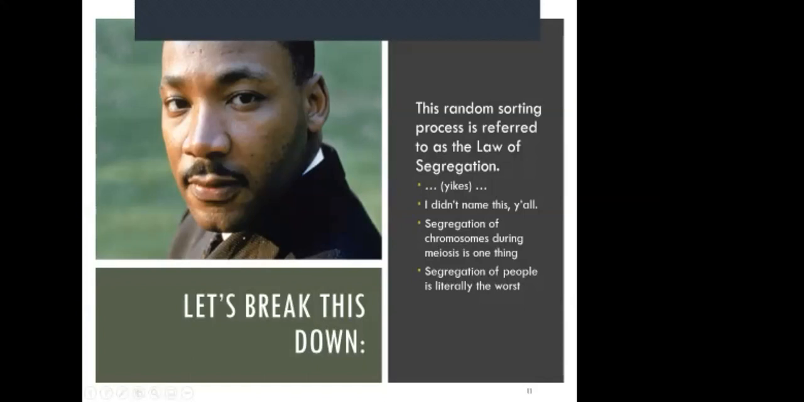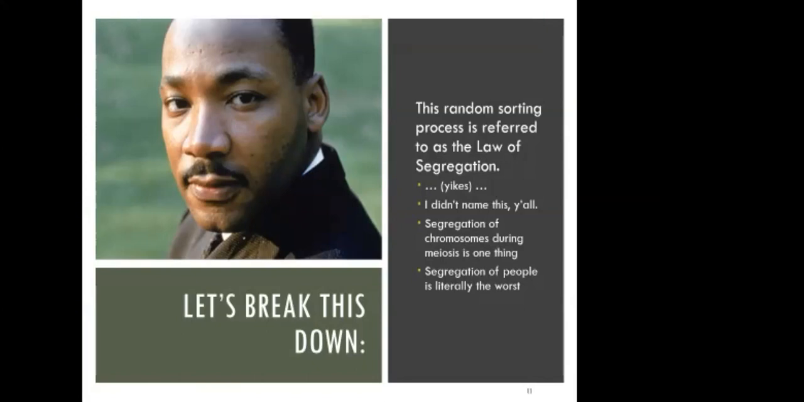So this random sorting process is called the law of segregation. I didn't name this. Laws of segregation are no good for people. This is just what it's called when these alleles separate and sort out randomly. So we're talking about segregation of chromosomes during meiosis, not about segregation of people. That's literally the worst. Let's not do that.